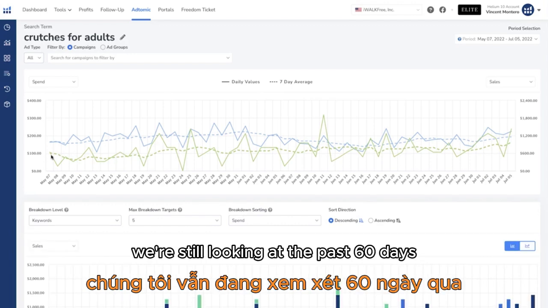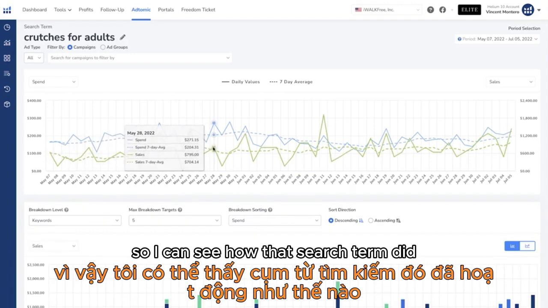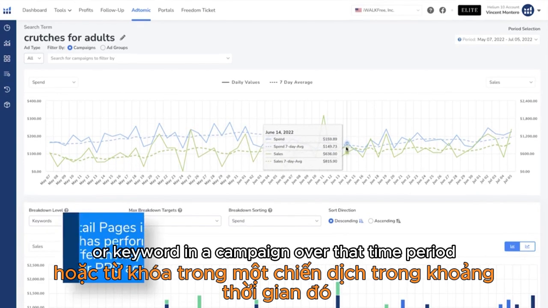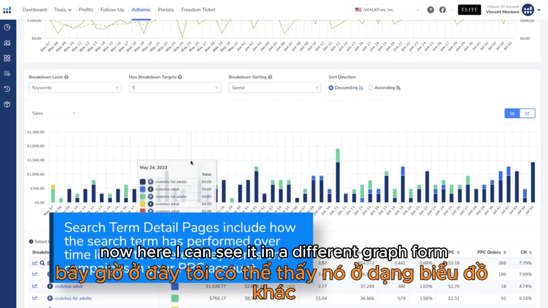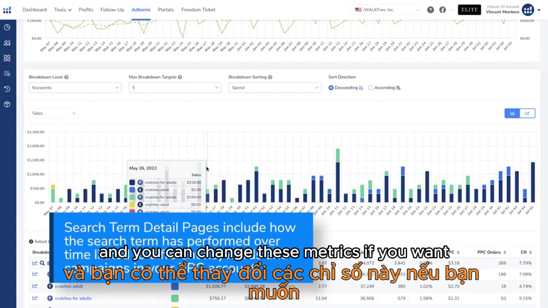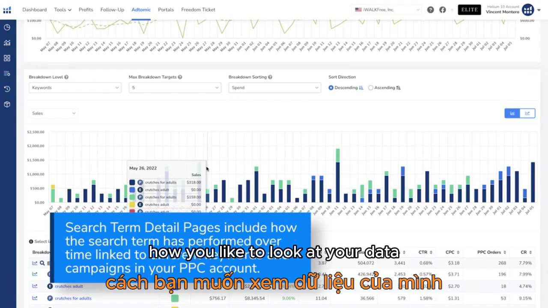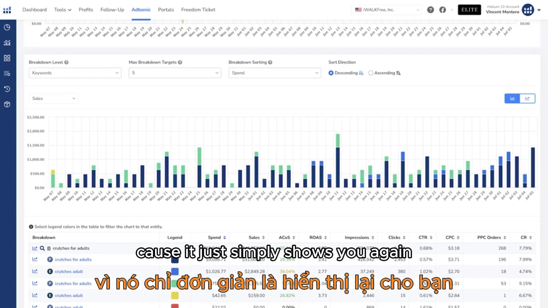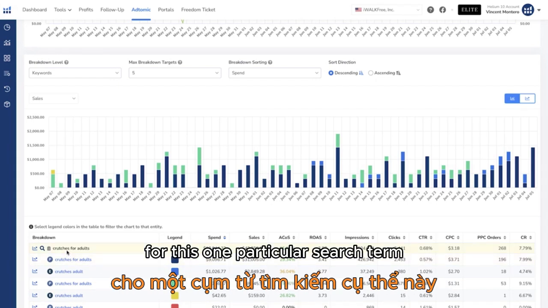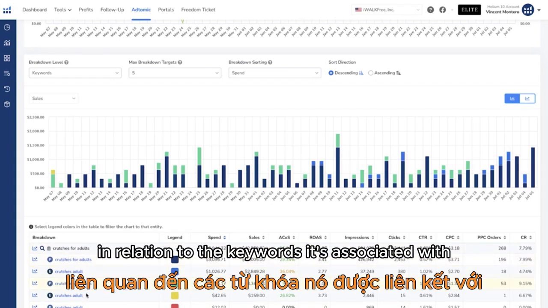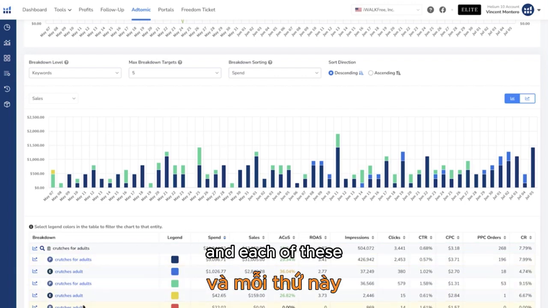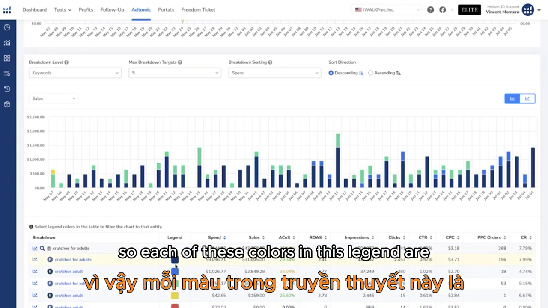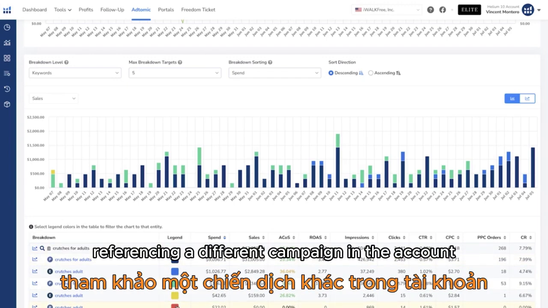And again, we're still looking at the past 60 days. So I can see how that search term did linked to every single campaign or keyword in a campaign over that time period. Now here I can see it in a different graph form, and you can change these metrics if you want, depending on how you like to look at your data. But the most useful area, I believe, is down here at the bottom, because it just simply shows you, again, for this one particular search term, how it did in relation to the keywords it's associated with. And each of these keywords is located in a different campaign. So each of these colors in this legend are referencing a different campaign in the account.